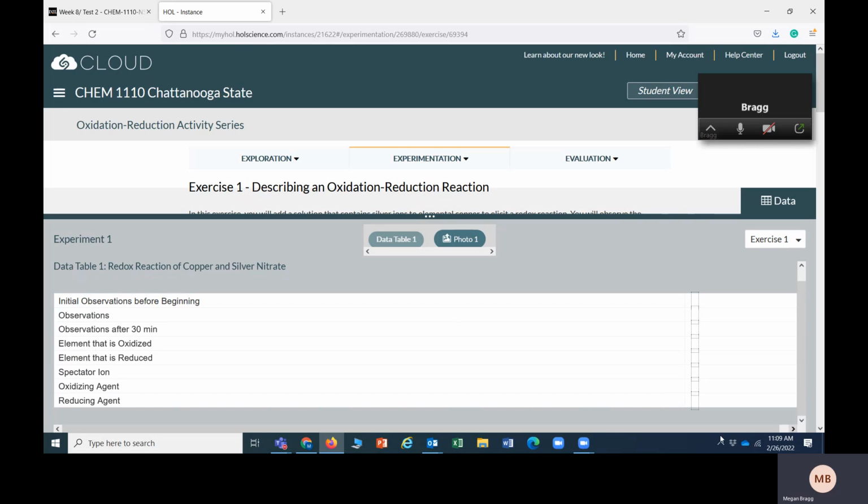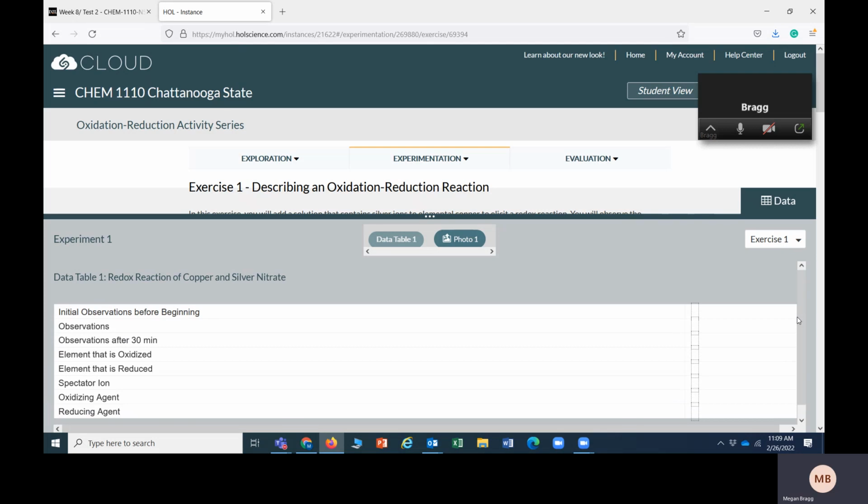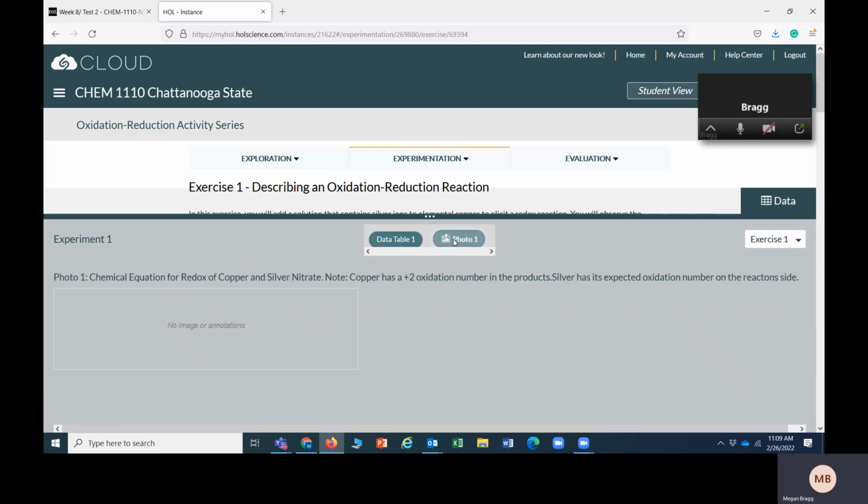And by the way, this copper starts off neutral, but it will be a copper 2 when it combines. Sometimes that's unclear. You should be able to see if there's anything spectator-wise. Make sure that the element that oxidized should not be the oxidizing agent, but it should be the reducing agent, because the names are switched. And so that's data table 1, and you'll put your photo here.